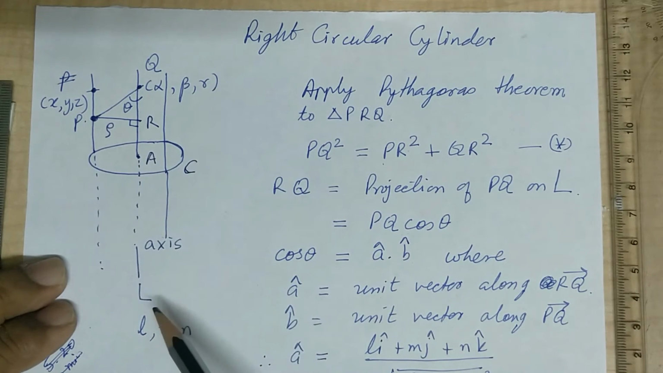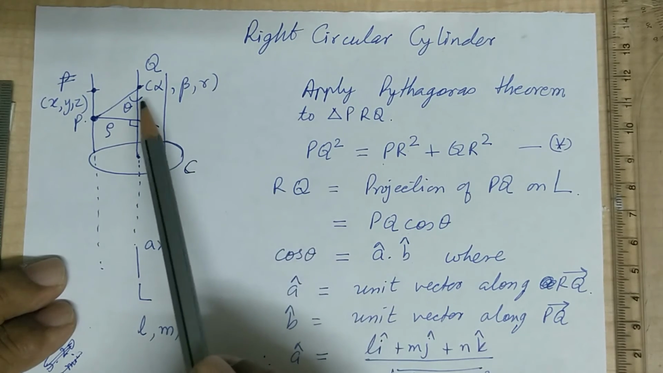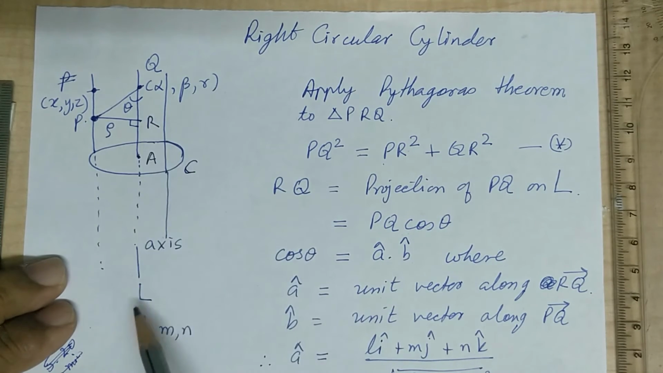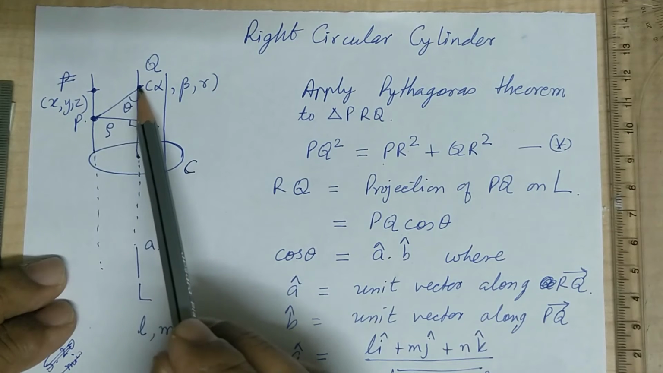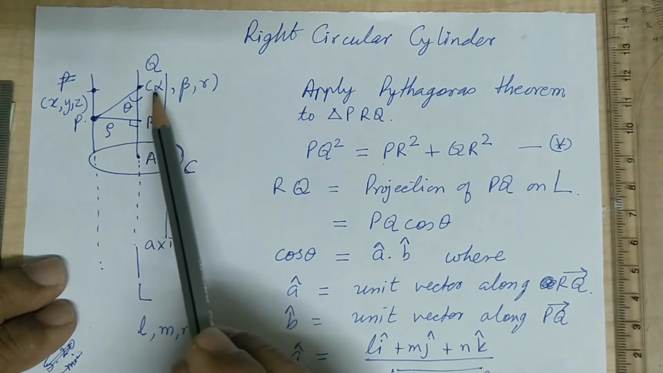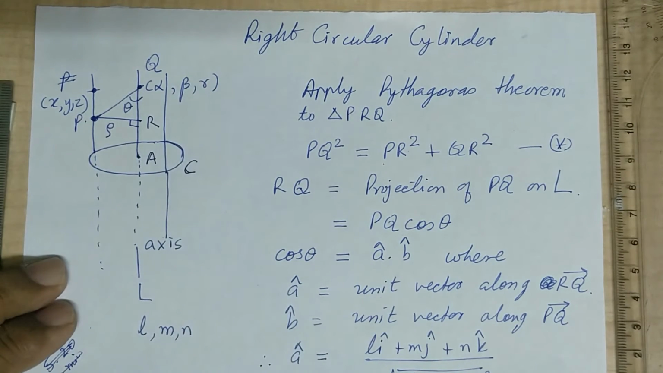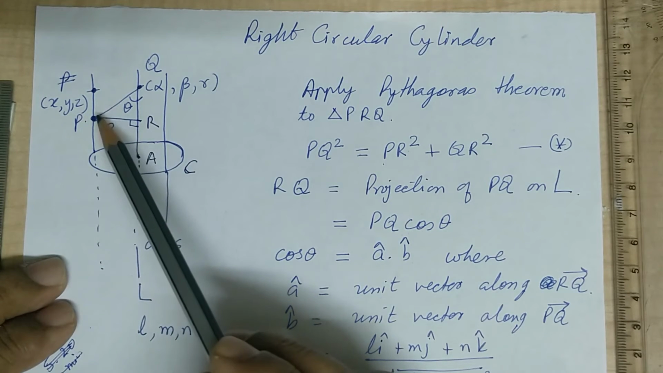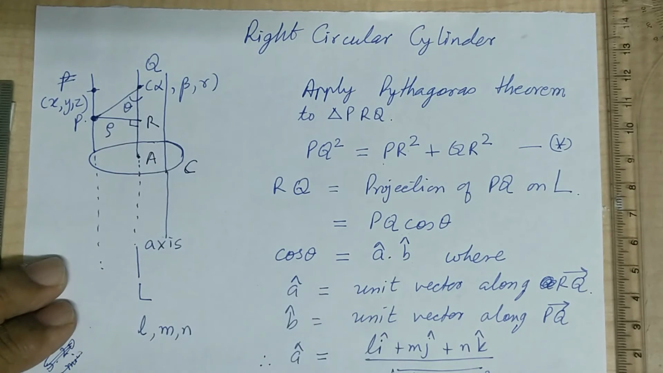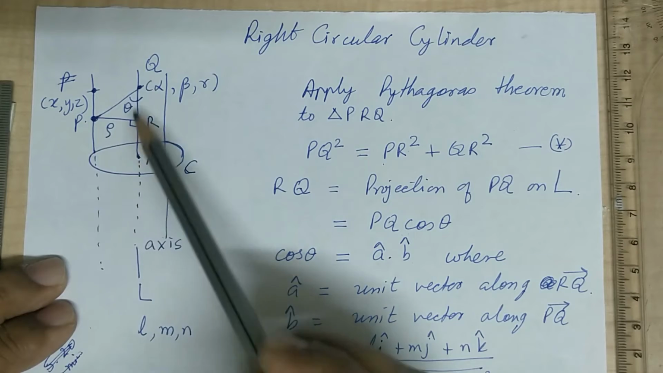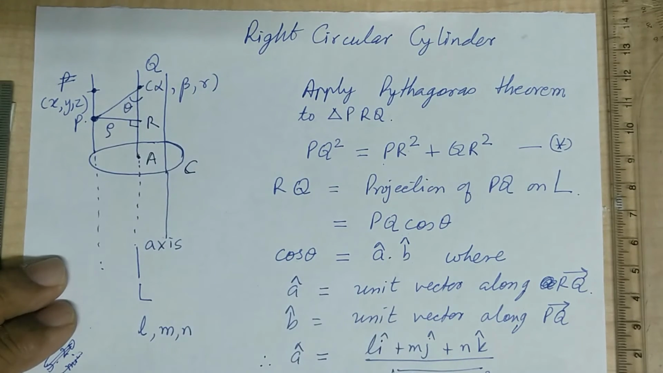Since the axis L is known to me, I can take an arbitrary point on the axis. So in order to be able to write down the equation of the axis, I assume that I know this point Q with coordinates alpha, beta and gamma on the axis. I join P with Q, and the angle that PQ makes with the axis is being denoted by theta.